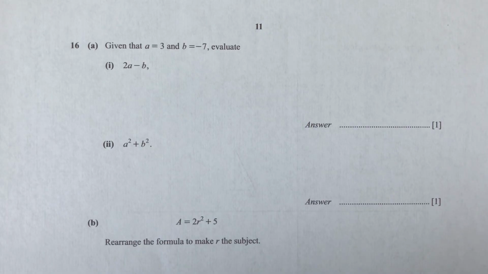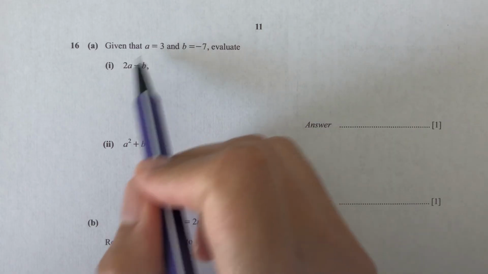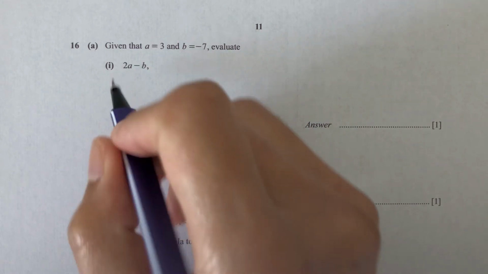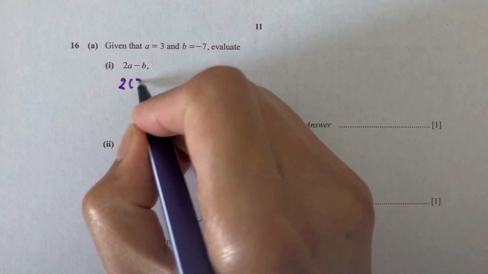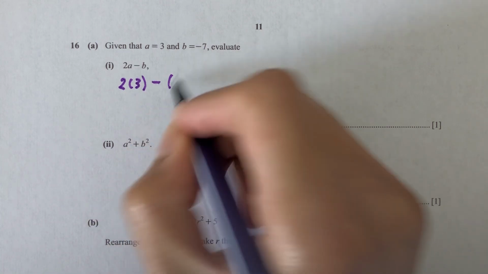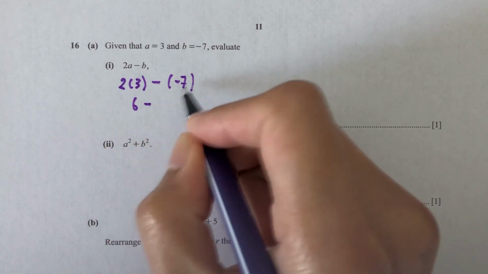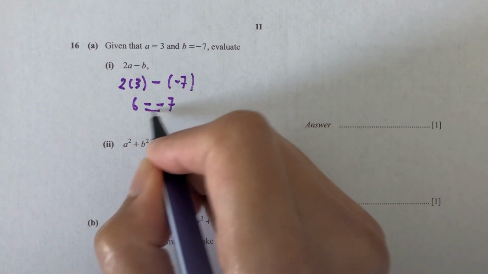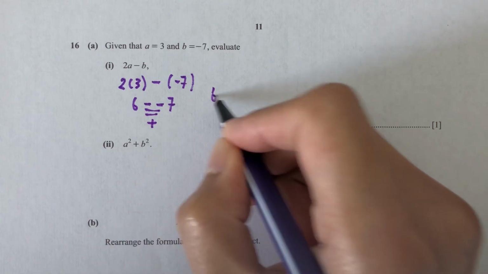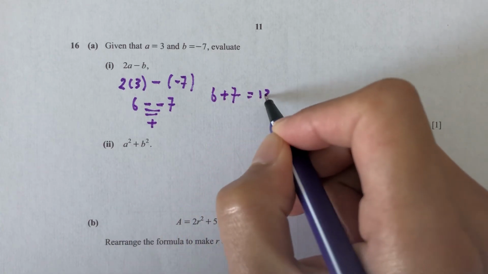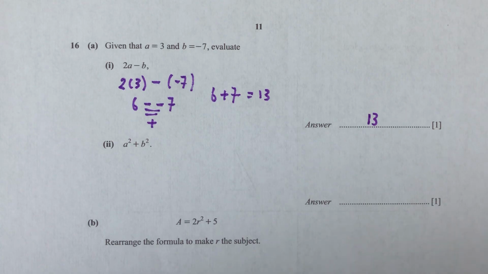Question number 16. Given that A is equal to 3 and B is equal to -7, evaluate part 1, 2A minus B. This one is very easy. We just have to replace the values of A and B. So 2A, A is 3, minus B, B is -7. So 2 times 3 is 6, minus -7. Minus becomes plus, so 6 plus 7 is 13. That is your answer for part 1.